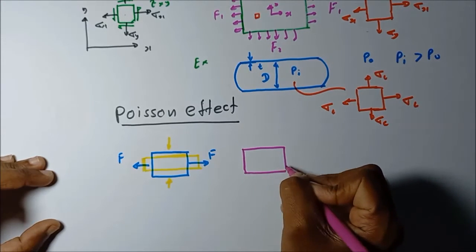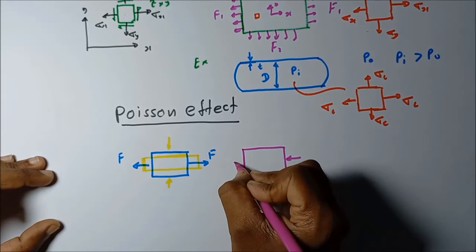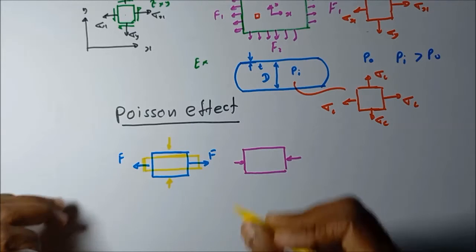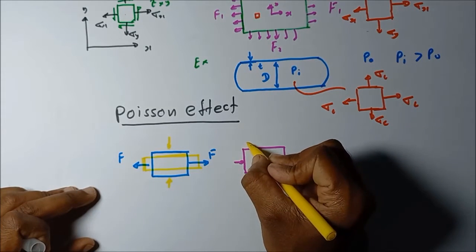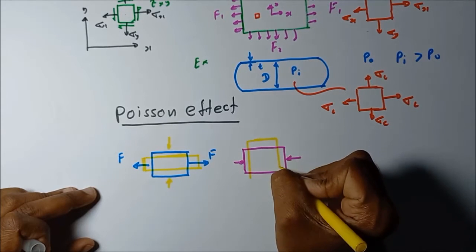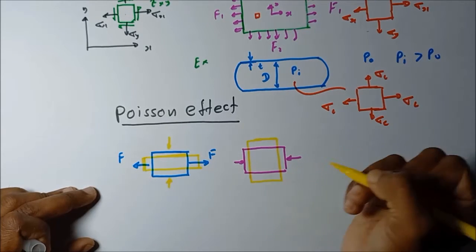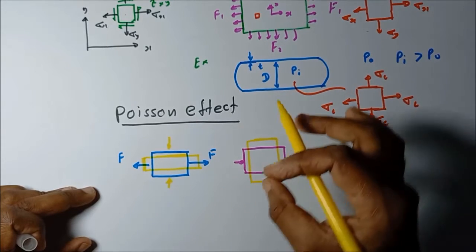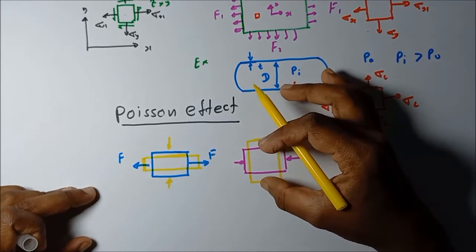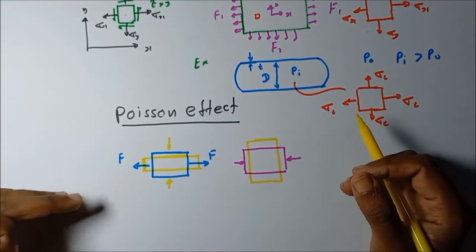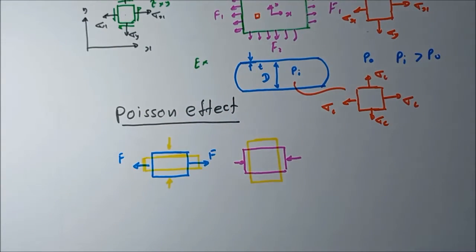And also, if the force is acting inward on the considered element, the sheet metal, what happens? It deforms like this. Then it contracts in this direction, and these dimensions extend in this direction. This effect is called the Poisson effect.